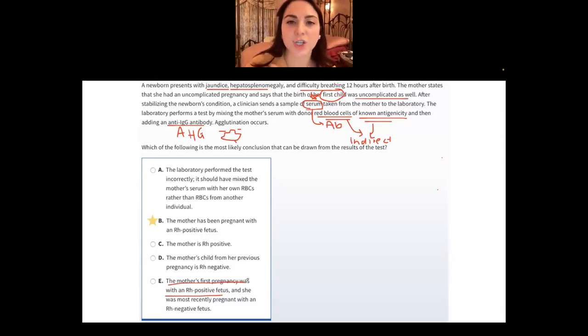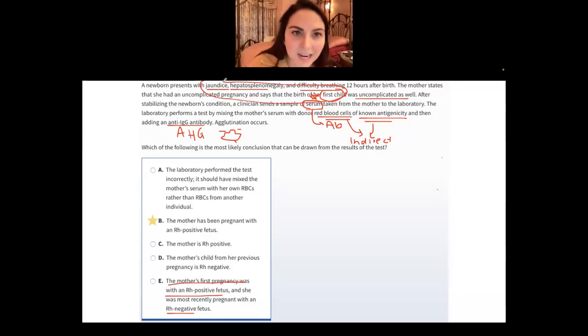So she delivered, and she made anti-RH, or anti-D, antibodies from that first pregnancy, which is fine. The first child was totally fine. But now she probably has another RH positive kid, not an RH negative kid. Because if the fetus while it was developing was RH negative, when it was born it wouldn't have any of these symptoms. It would be fine.